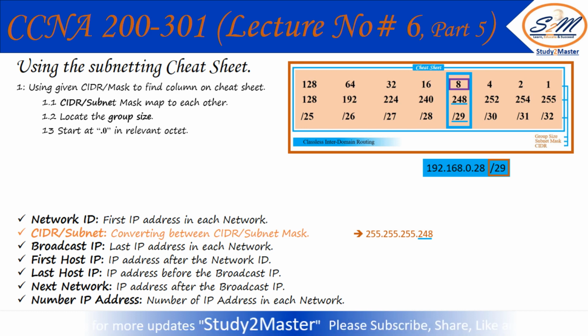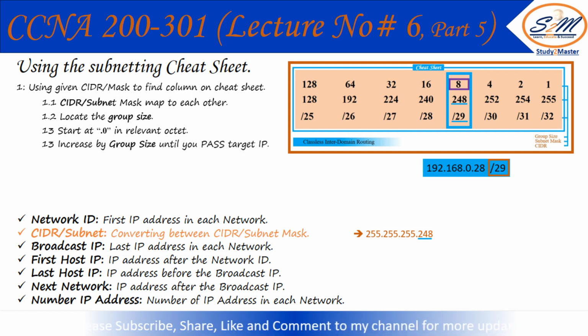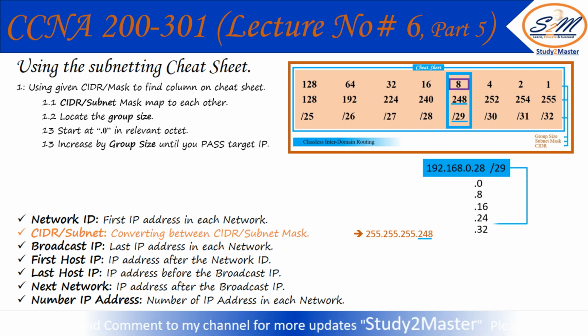To find the network address of the target IP, we start at 0 in the relevant octet and increase by the group size until we pass the target IP: .0, .8, .16, .24, .32. So here we reach the target IP. The target IP address is located between 24 and 32.